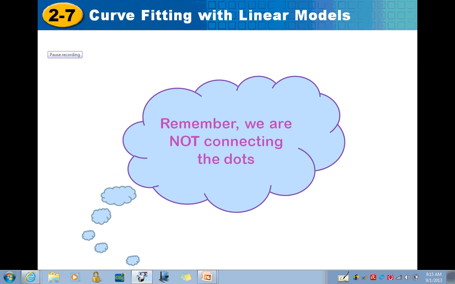As we go through our correlation lesson, I want you to remember we are not connecting the dots from point to point to point, but rather trying to find a single line that comes closest to the most dots possible, or to the most data points possible.